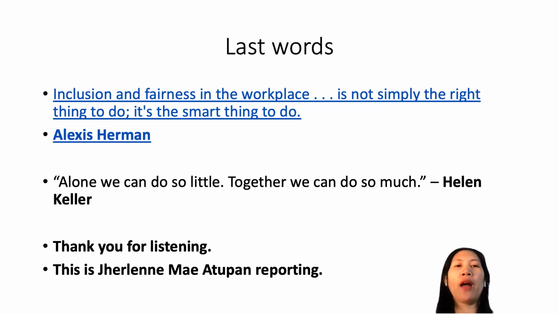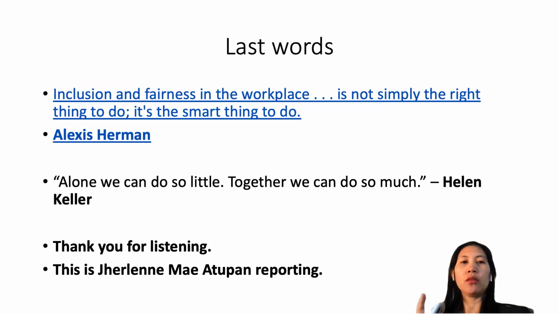So, my last words before I end. According to Alexis Herman, inclusion and fairness in the workplace is not simply the right thing to do, but it is the smart thing to do. Inclusion and fairness in our workplace, with our students, with our parents, with our co-teachers, with our admin team or our subordinates for the administration team. It's a smart thing to do if we have a fair and inclusive classroom. And according to Helen Keller, alone we can do so little, but together we can do so much. So we need to help each other.